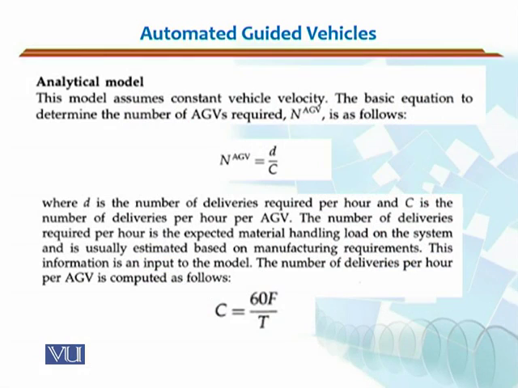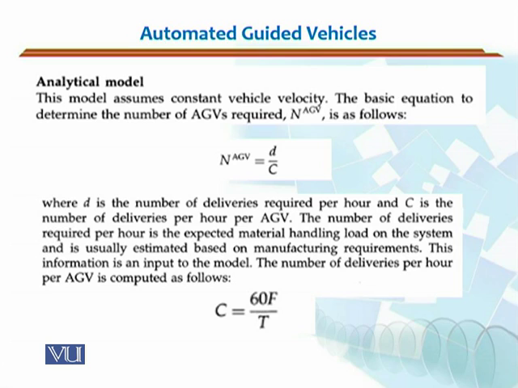Now, if you look at the analytical model, this model assumes the capacity and the flow rate for an automated guided vehicle. We have one analytical model for it. This model assumes constant vehicle velocity. The basic equation to determine the number of AGVs required, denoted by N AGV, is as follows. So N would represent the number of AGVs required.